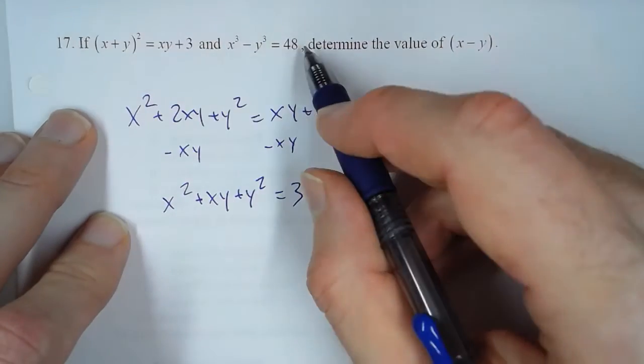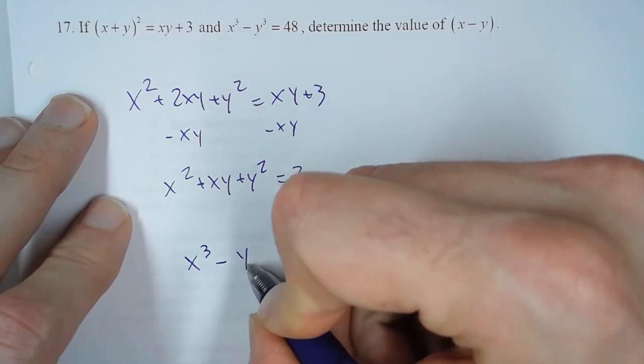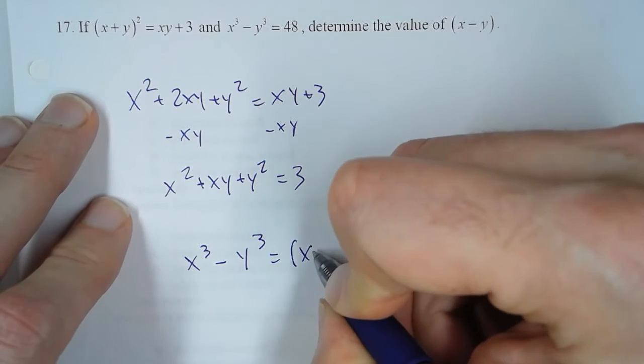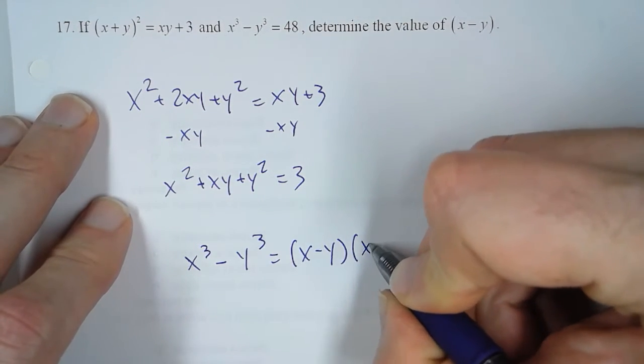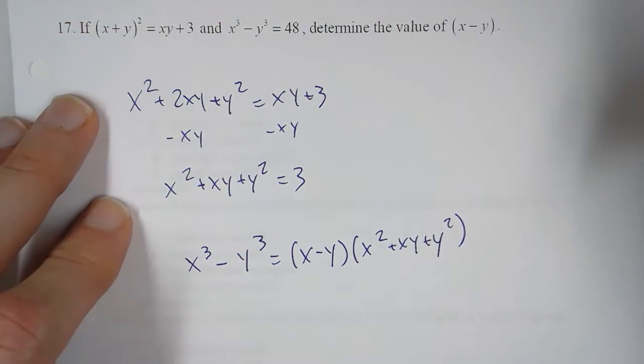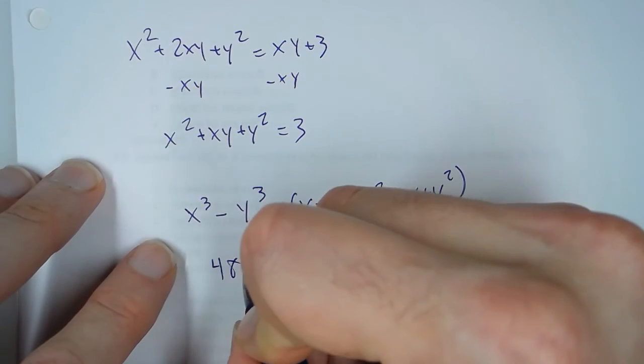Now, we have a difference of cubes, x³ − y³. That can factor into (x − y) times (x² + xy + y²). Now we know this value. This is equal to 48.